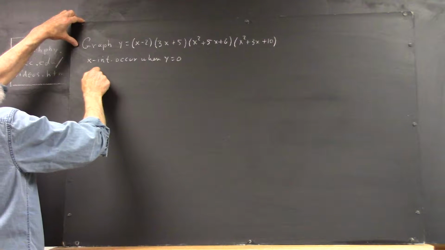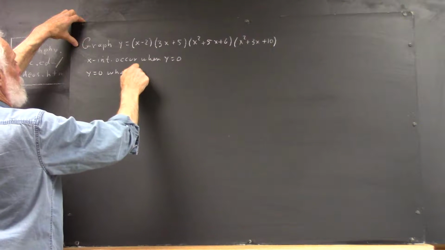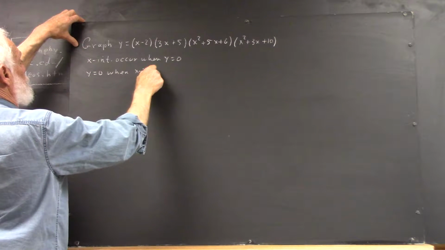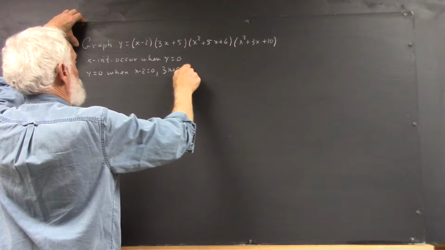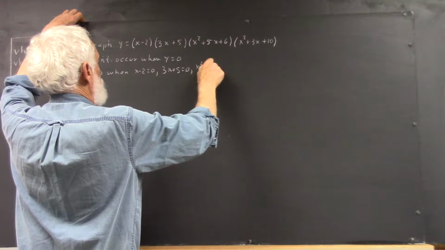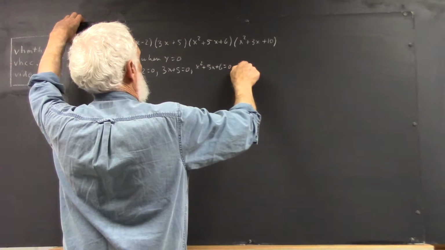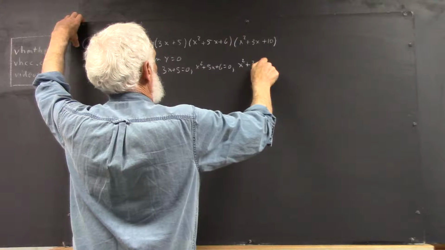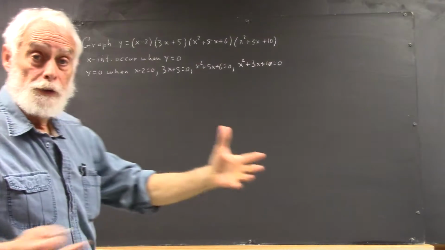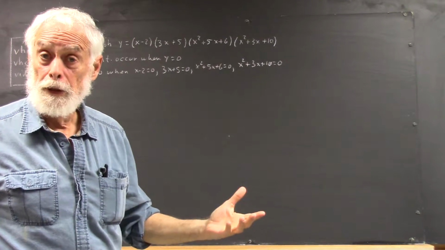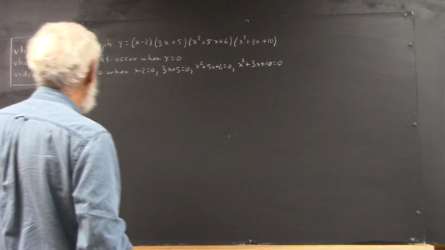And y equals 0 when x minus 2 equals 0, 3x plus 5 equals 0, x squared plus 5x plus 6 equals 0, and x squared plus 3x plus 10 equals 0. So if we can find where the graph crosses the x-axis, we've got a whole lot of information just right at the start. And if the function is factored, we can do that.